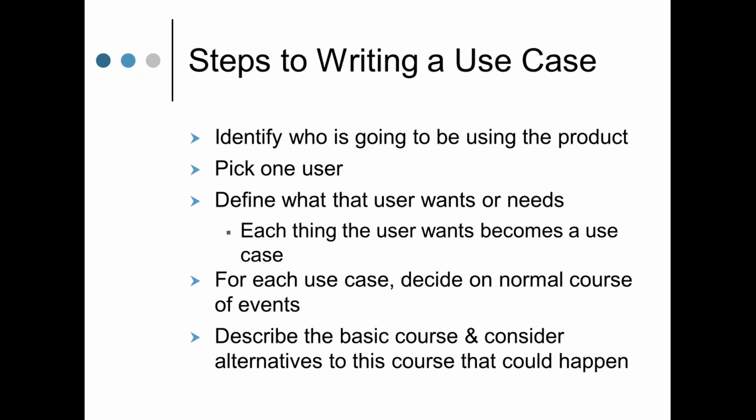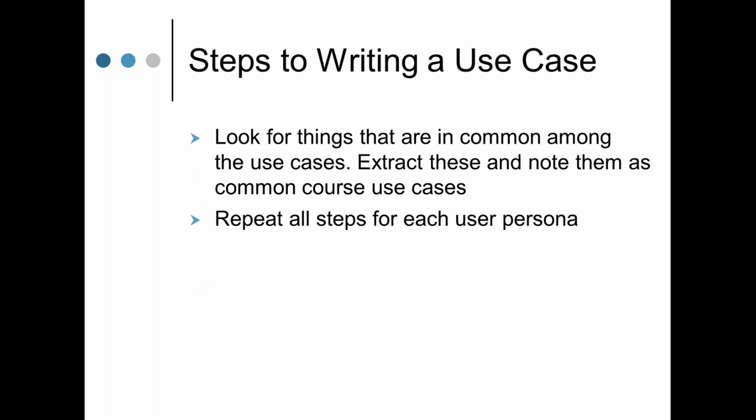So for each use case, we decide on the normal course of events, normal course of action. What course are they going to take to achieve their want or need? Then we look at the commonalities among the cases, so those 2 cases for persona 2, and we extract those and note them as common course use cases. Then we go to persona 3, and we just keep repeating.